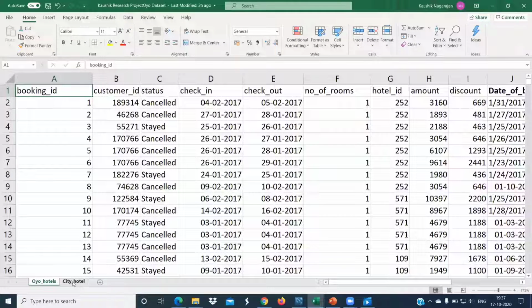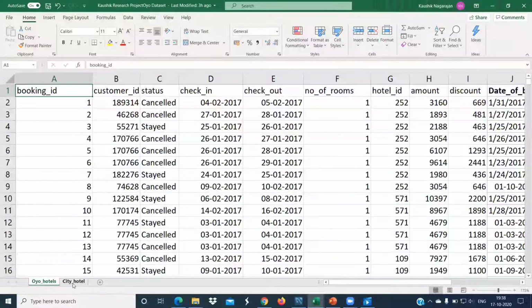So these two tables need to be imported in MySQL server or in SQL. So these two tables, OYO hotels and city hotel, can be imported in two methods. So one is using the command prompt and the other is using the table data import wizard. The table data import wizard is ideal for dataset with medium or small number of rows.